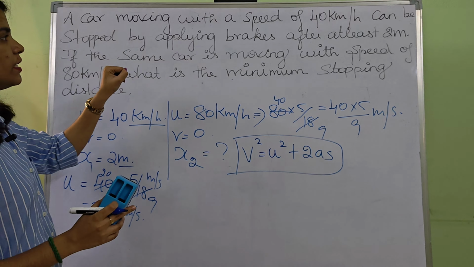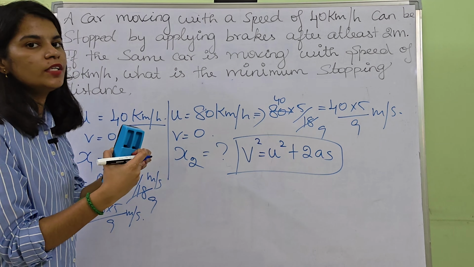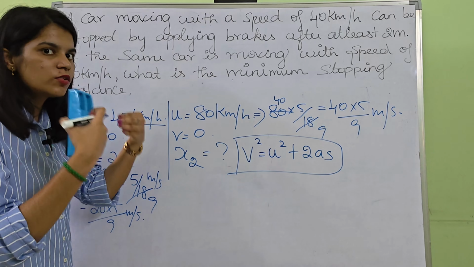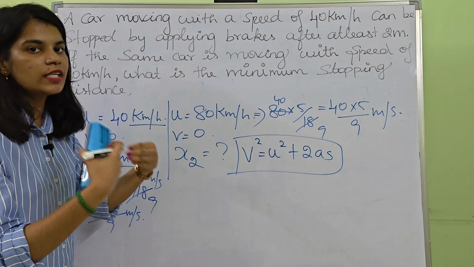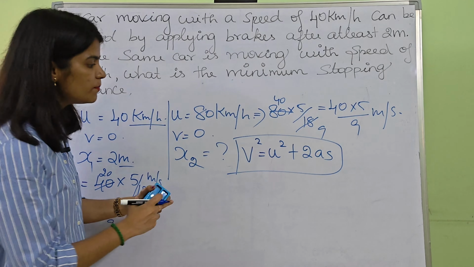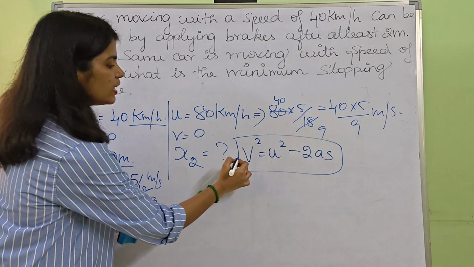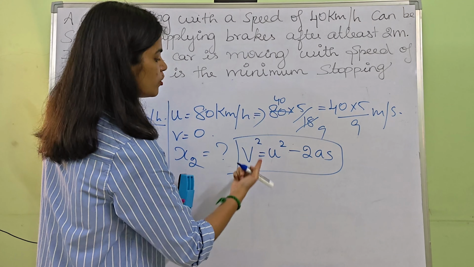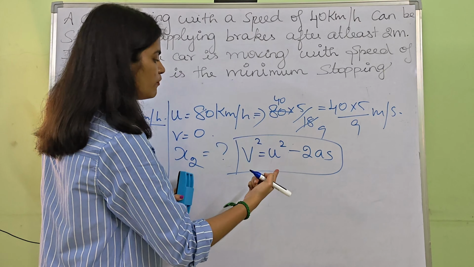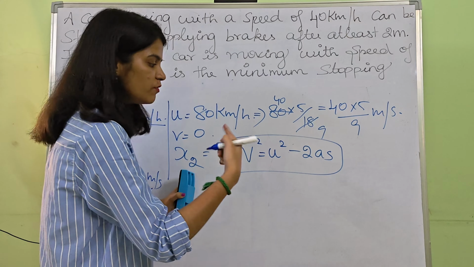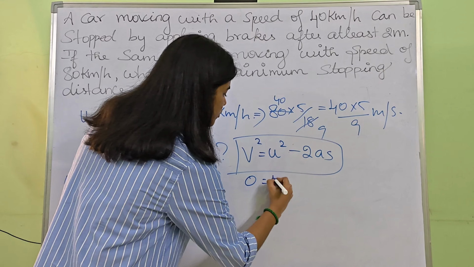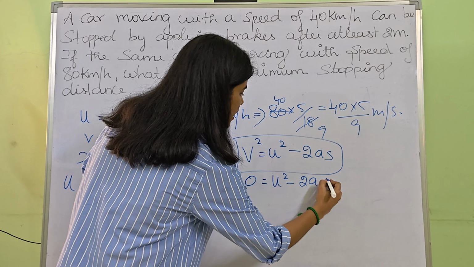So what is happening here means, when the car started at 40 km per hour, after applying brake, it slows down. So when it slows down, the velocity reduces, that is the retardation concept. So at that time the plus will be minus. Okay. And the same thing, the final velocity is also zero, because the same car just traveled after applying brake, so the final velocity will also be zero. So 0 equal to u square minus 2as.